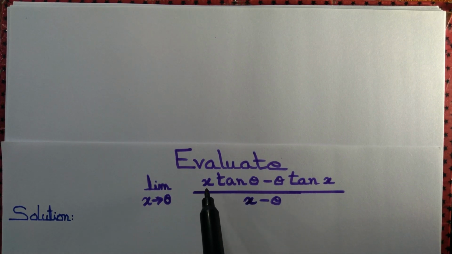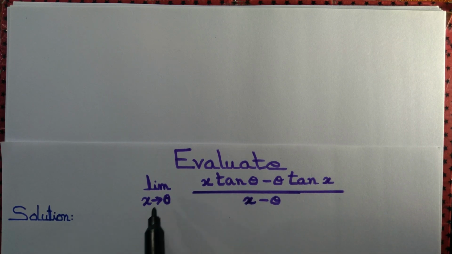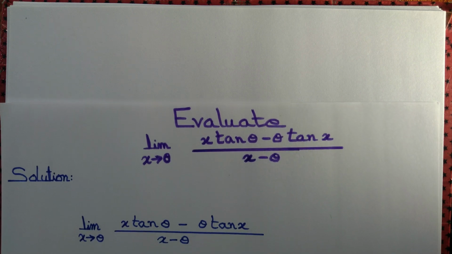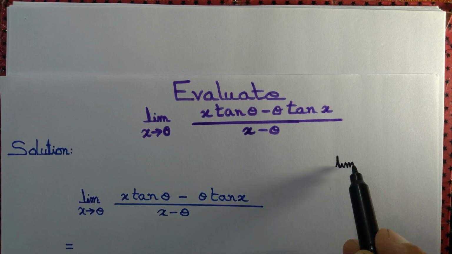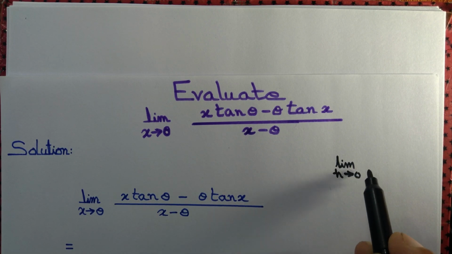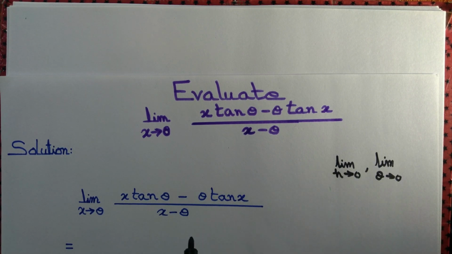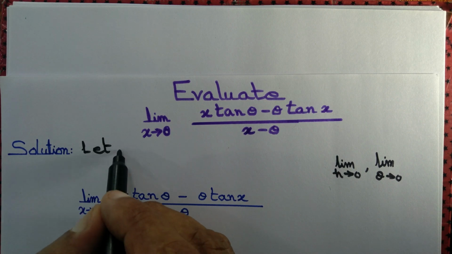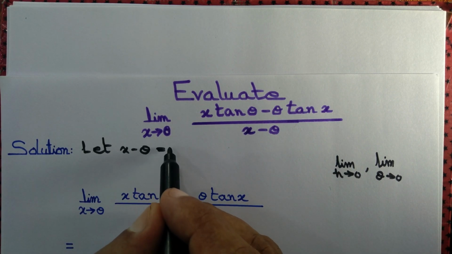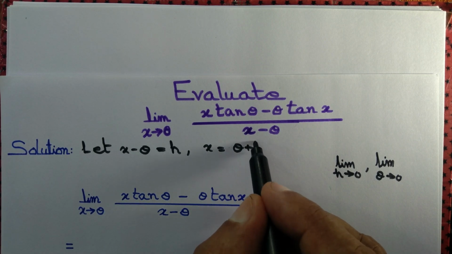Let us evaluate the limit of (x tan theta minus theta tan x) by (x minus theta) as x approaches theta. You see that in most of the cases, we got the formula limit h tends to 0 or limit theta tends to 0. We don't got such an expression, limit x tends to theta. So what we do is we simply let x minus theta equal to h, or x equal to theta plus h.